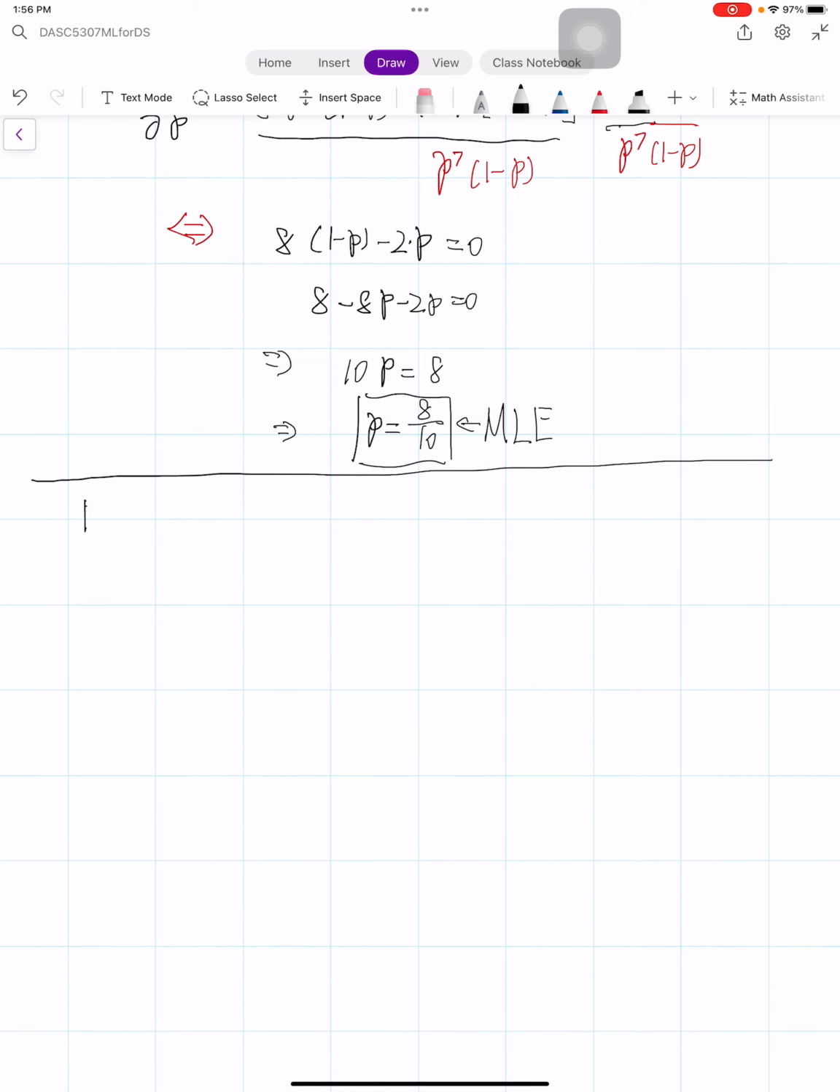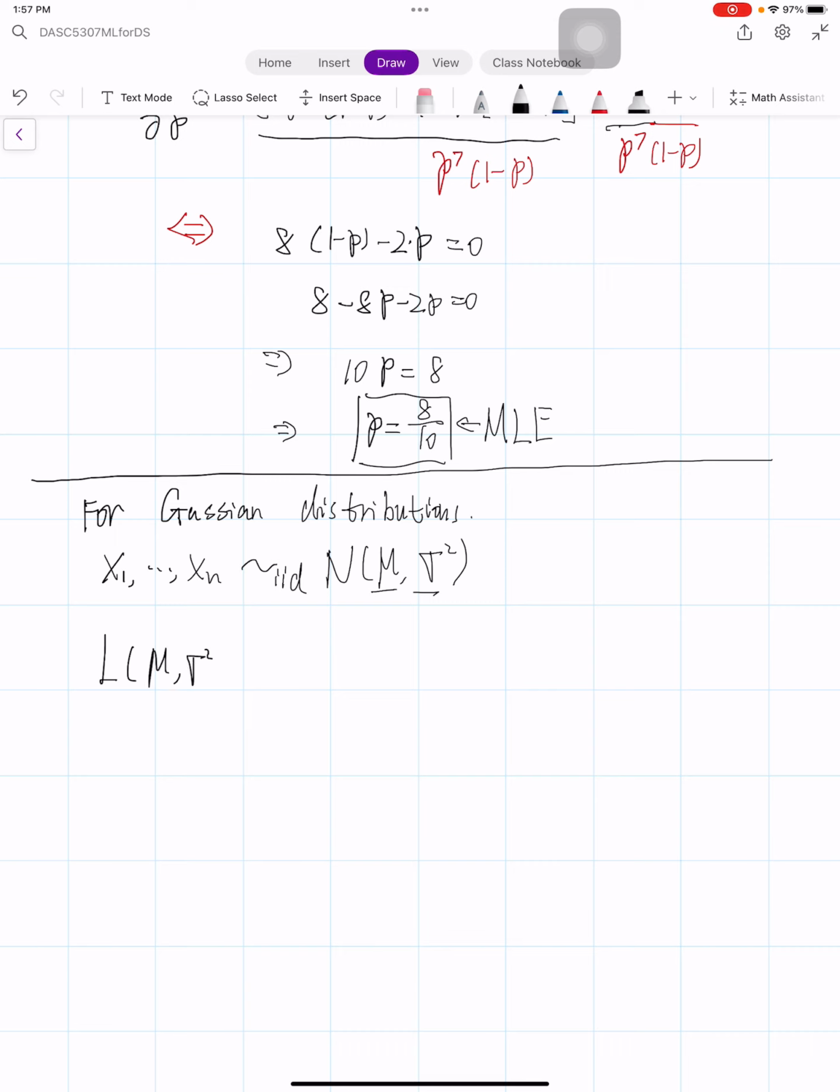But for Gaussian distributions, for example, we have two classes, we have x1 to xn, IID from some Gaussian distribution with mu and sigma square. We can derive the likelihood function. We have two parameters, mu and sigma square, given the data x1 to xn.